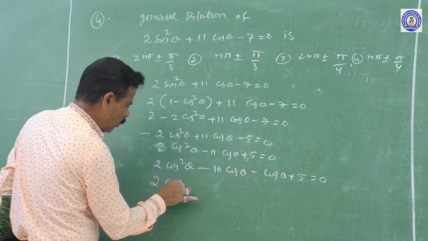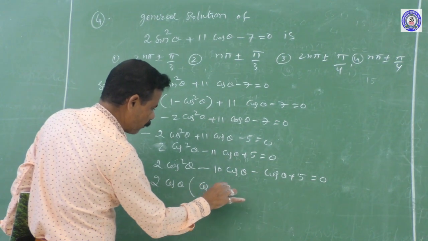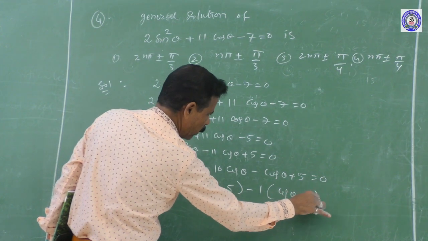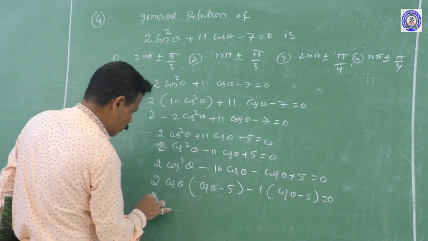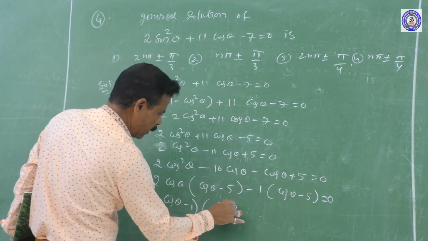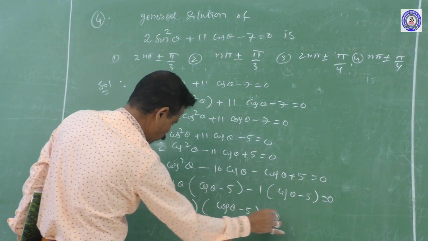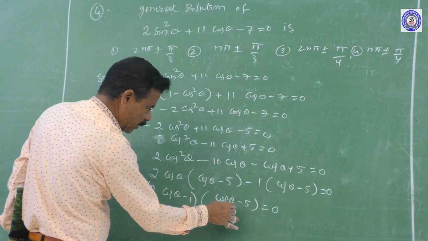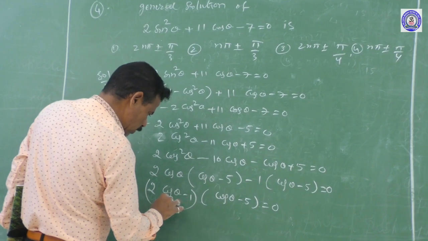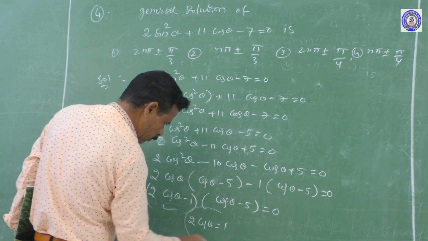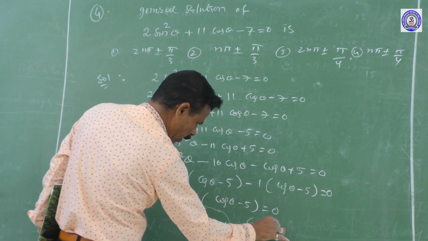Here 2 cos theta common, cos theta minus 5 minus 1 common, cos theta minus 5 is equal to 0. This is (2 cos theta minus 1) multiplied by (cos theta minus 5) is equal to 0. So cos theta minus 5 is not suitable for theta values. So this is the correct factor. 2 cos theta is equal to 1 coming from this. Cos theta is equal to 1 by 2.